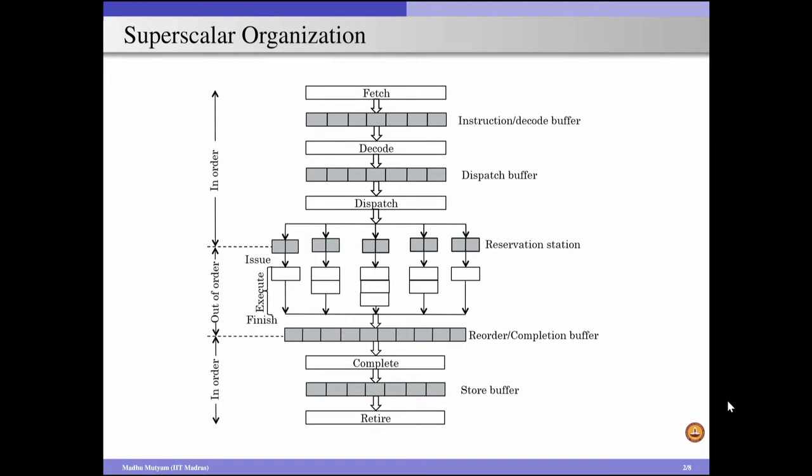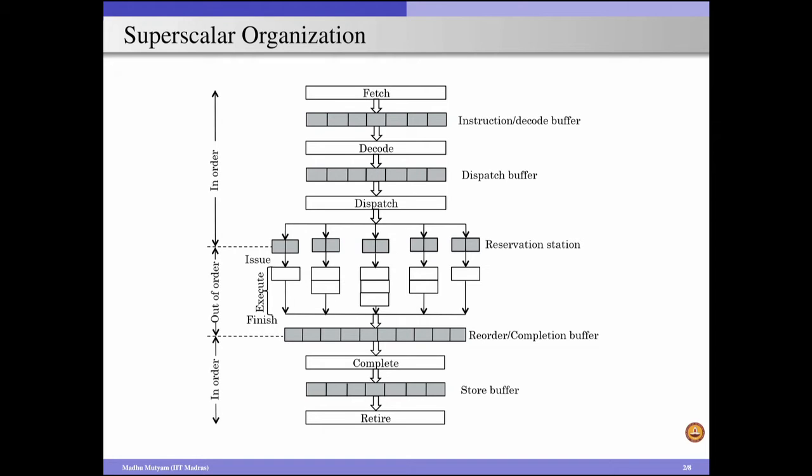Once we fetch the instructions and store them in the intermediate buffer, or the pipeline buffer, we take these instructions and give them to the decoder, and the decoder decodes all these instructions simultaneously. So effectively we have support for decoding multiple instructions in the decode stage. After the decoding is done, we dispatch these instructions through a dispatch stage, and the main idea of the dispatch stage is that the instructions will be dispatched to the functional units.